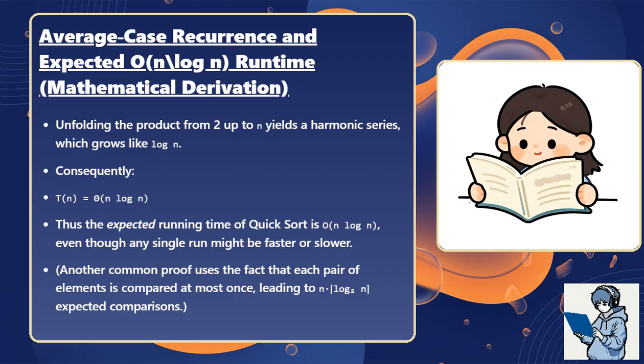Another common proof uses the fact that each pair of elements is compared at most once, leading to n times ceiling of log base 2 of n expected comparisons.